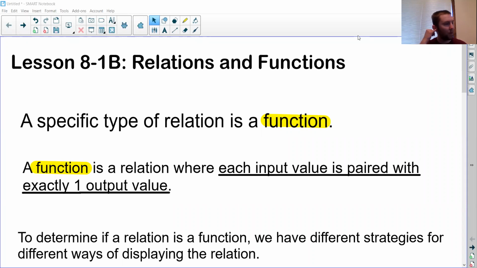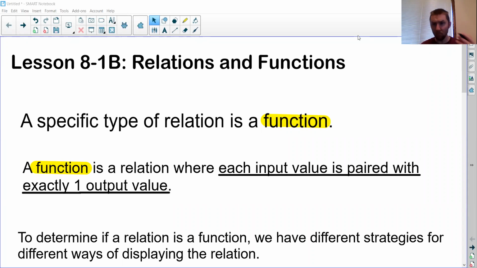We're continuing our discussion in this section about relations, and in this video we're going to talk about a specific type of relation that's called a function. Okay, so we're going to define a function. We're going to talk about the different ways that we can determine if a given relation that we're looking at is or is not a function.